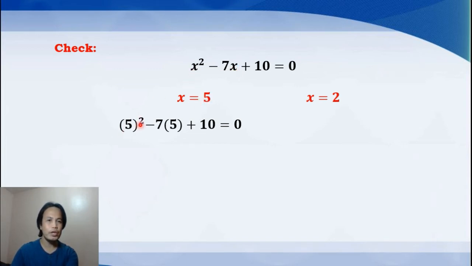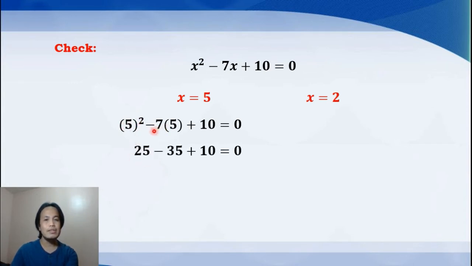So we have x squared, so that becomes 5 squared. Then we copy minus 7. Then we multiply 5 because x is 5. Then plus 10 equals 0. Then we simplify. 5 squared is 25. This one here, 5 squared is 25.